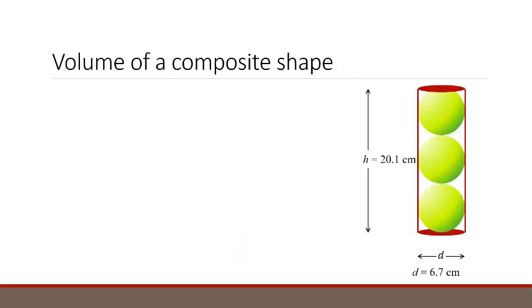What happens when we have a composite shape? Now, this composite shape is a very real example. You can imagine going to a sporting shop and buying 3 tennis balls in a cylindrical container. And we know that the diameter of each tennis ball is 6.7 centimetres, and we can work out then 3 times that is 20.1 centimetres as the height. We have everything we need to know to find details about this carton of 3 tennis balls.